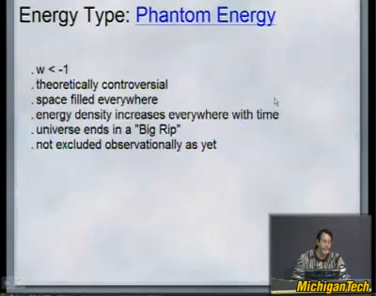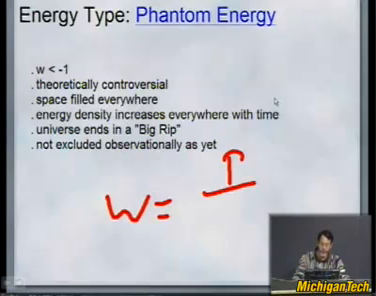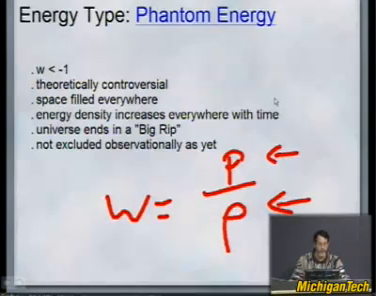So possibly the strangest form and the most controversial form of energy is called phantom energy. So this has W, which is equal to pressure over rho. So this is energy density, and this is how much it pushes on things. This pushes on things in a negative way, in a gravitationally negative way. So if phantom energy exists in the universe, it will be everywhere in the universe. You can't hide from it. It's inside you and me.